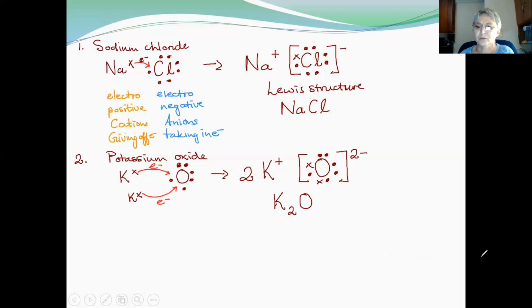I'm now going to go to the next example. Our third example, I'm going to use magnesium fluoride.